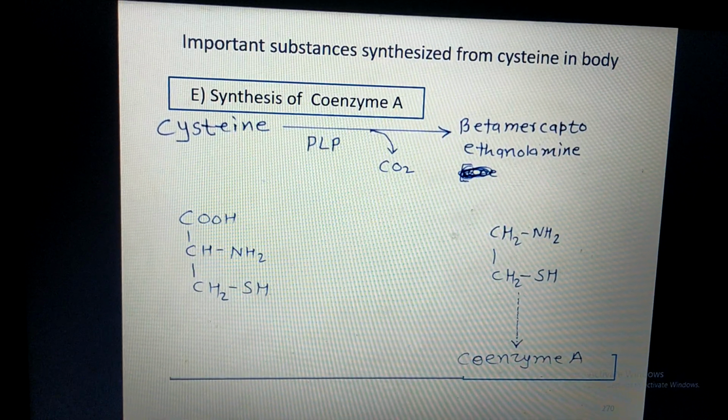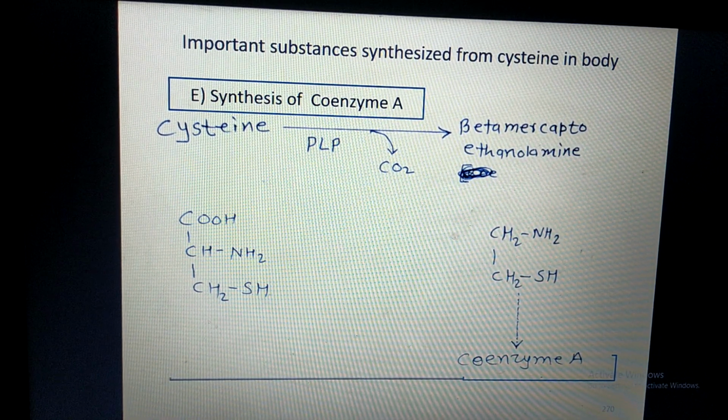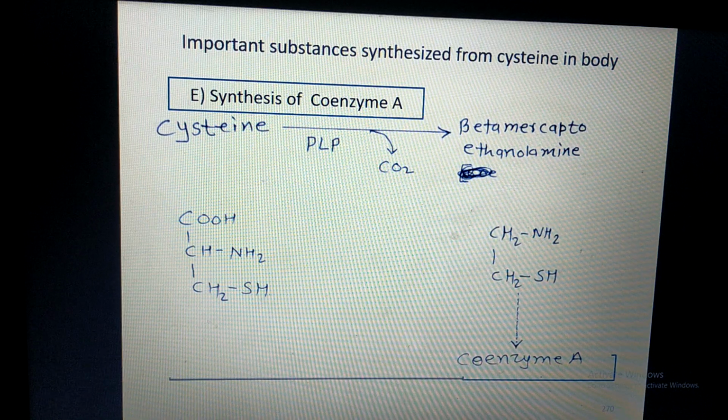Next important role of cysteine is synthesis of coenzyme A. I have told you cysteine on decarboxylation forms beta mercaptoethylamine, and this later on gets converted into coenzyme A. This coenzyme A you have seen combining with various compounds like acetyl-CoA, succinyl-CoA. Just now we have studied choline-CoA.